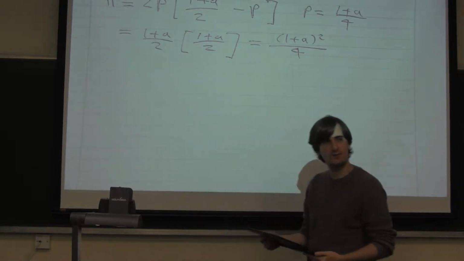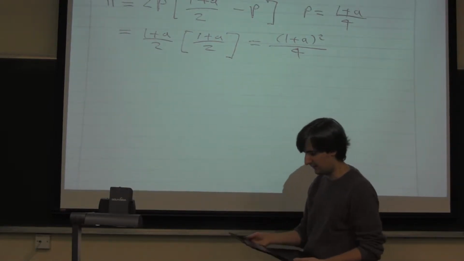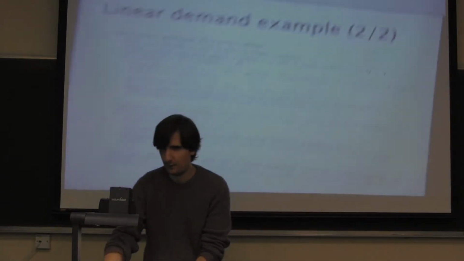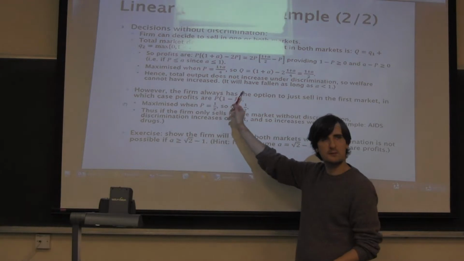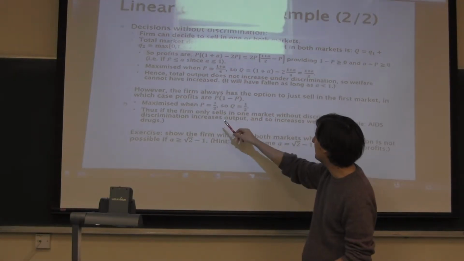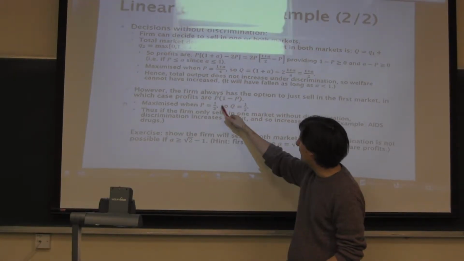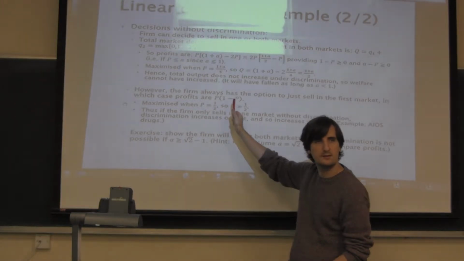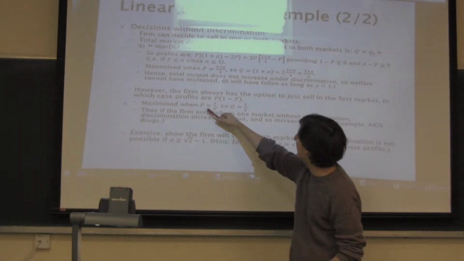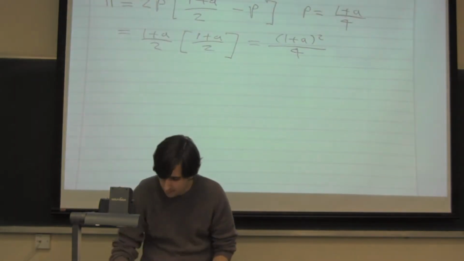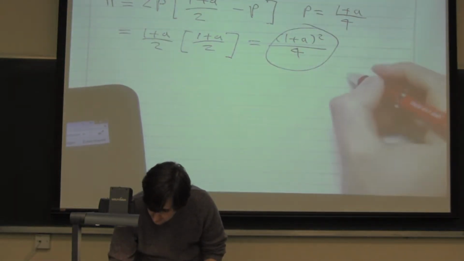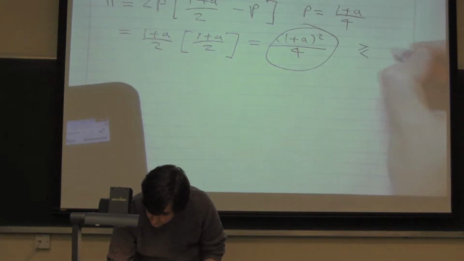But they always have the option of just selling to the high type. Okay, if they just sell to the high type, their profits are just P times 1 minus P, price times quantity, because we have no marginal cost here. So their profits are always equal to a half. No, a quarter. Price is a half, profits are a quarter. Okay, so we want to compare whether this thing is bigger than or smaller than a quarter.